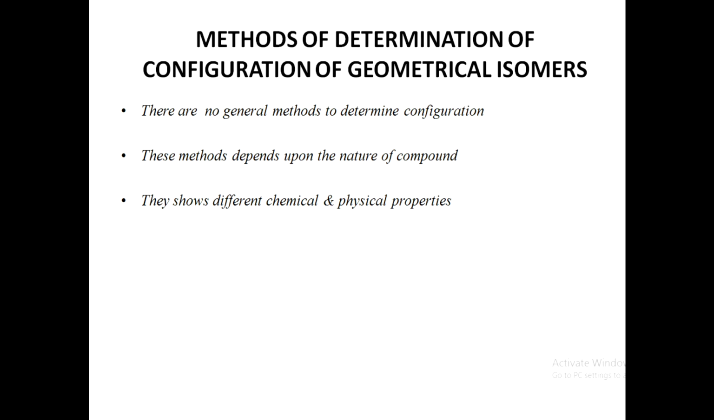There are no general methods for determining the configuration of geometrical isomers, and these methods are employed depending upon the nature of the compound. It has been found that geometrical isomers show different physical and chemical properties. According to these properties, we can explain the determination of configuration of geometrical isomers.